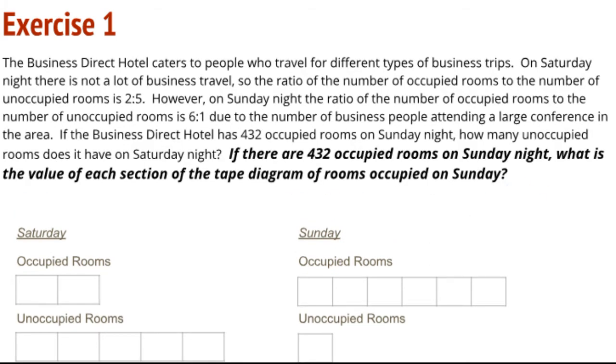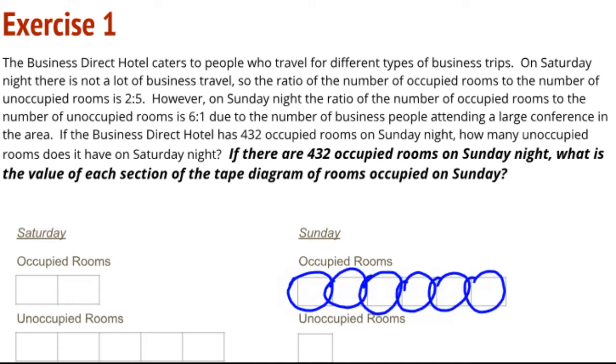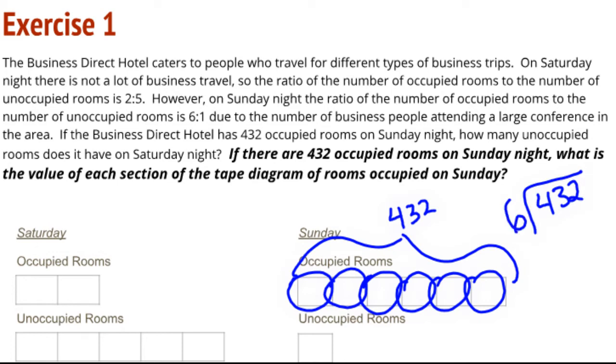So if there are 432 occupied rooms on Sunday night, what is the value of each of our units? How much is each unit equal to if we have a total of 432? And hopefully your brain's like, oh, I need to take 432 and divide it by 6. 432 divided by 6, and find out that each one of our units is equal to 72.